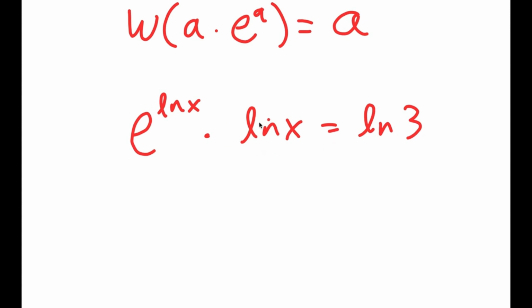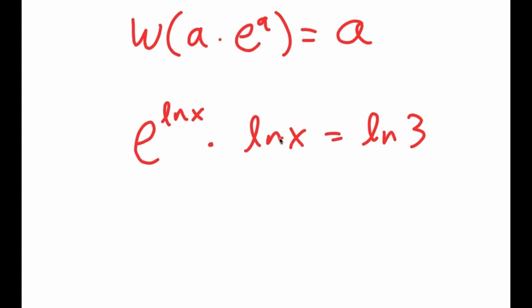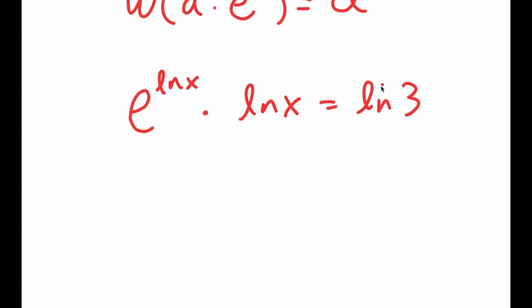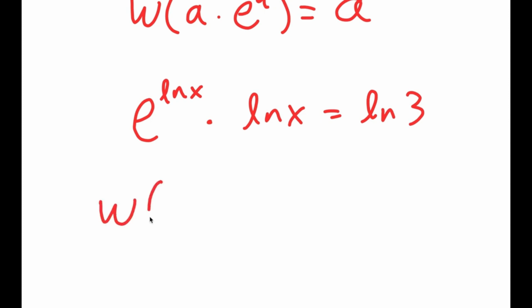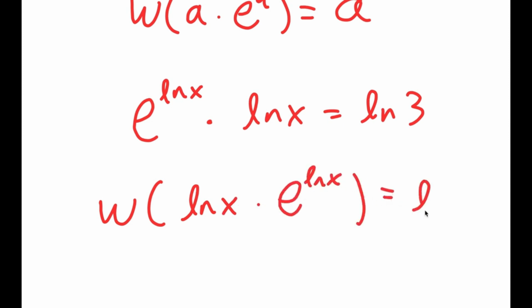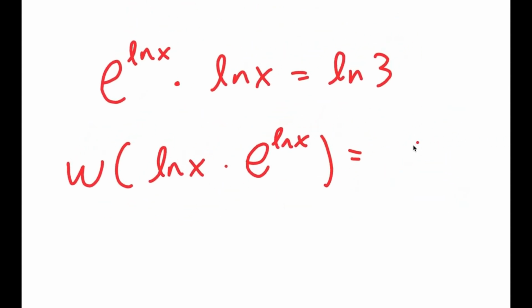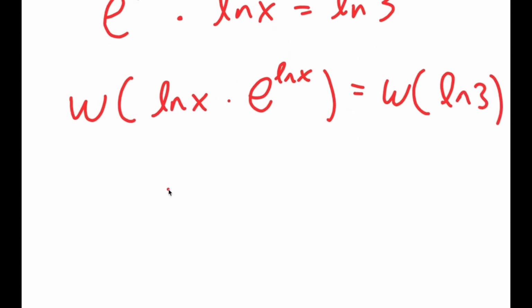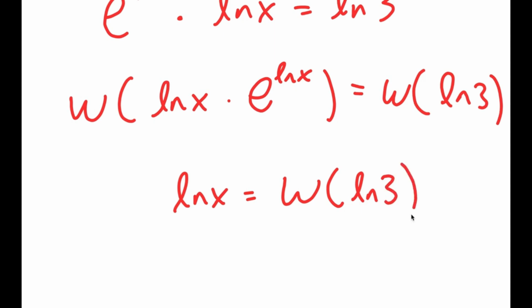So now notice how this is in the form a times e to the power of a, a in this case being ln x, so it's the form ln x times e to the power of ln x is equal to ln 3. So now if I take the W-Lambert function on both sides, I get W of ln x times e to the power of ln x is equal to W of ln 3, and the left side is just equal to a. So now I'm left with ln of x is equal to W of ln 3.